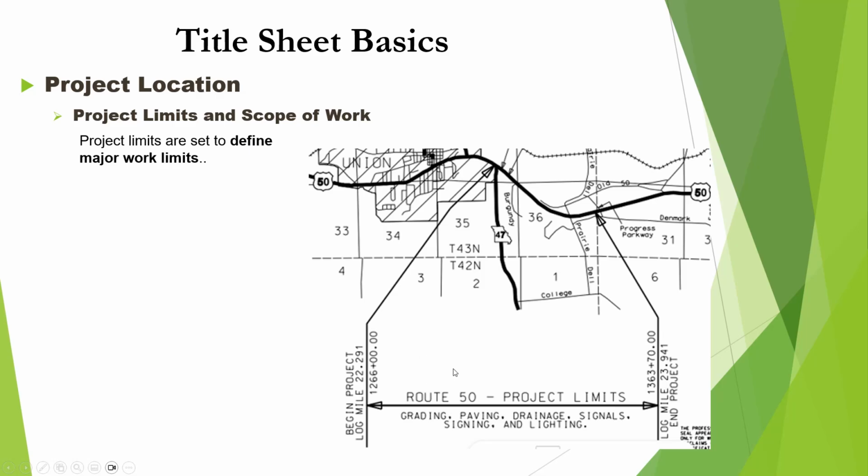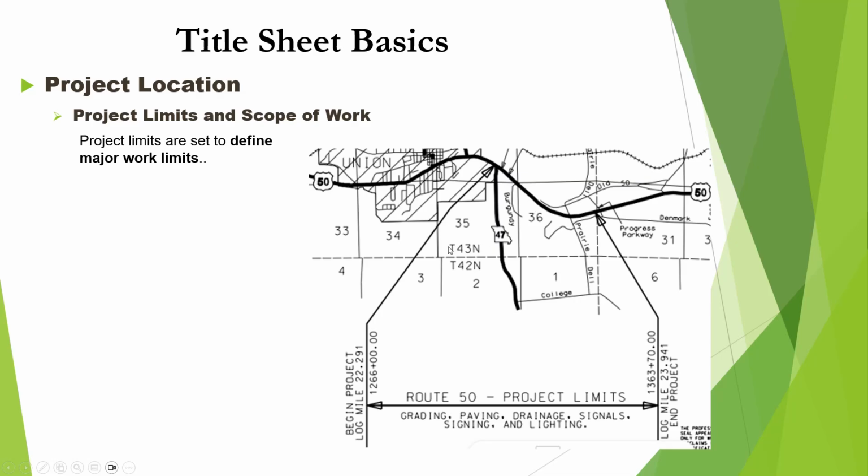Below the project limits, you'll see what type of work's being done, and this is the important part. This is the scope of work that we're talking about. This is the grading, paving, drainage, signals, signing, and lighting going on in this project. You can look up on the map and see where the arrow starts and where the arrow ends. So the work's being done along that area.